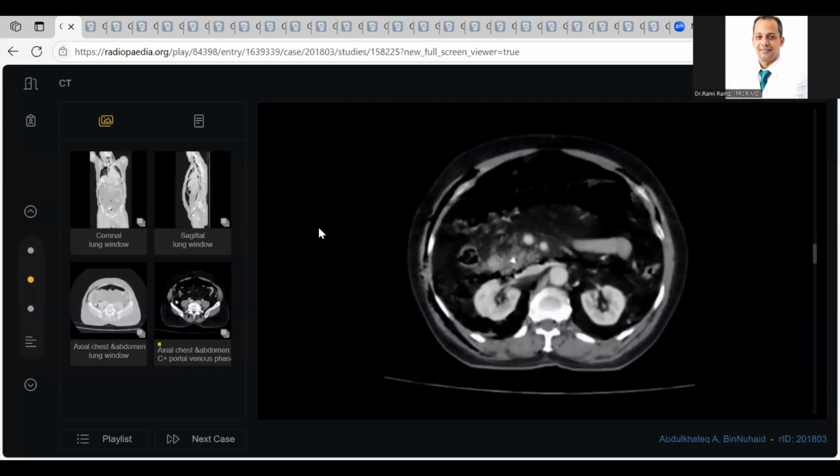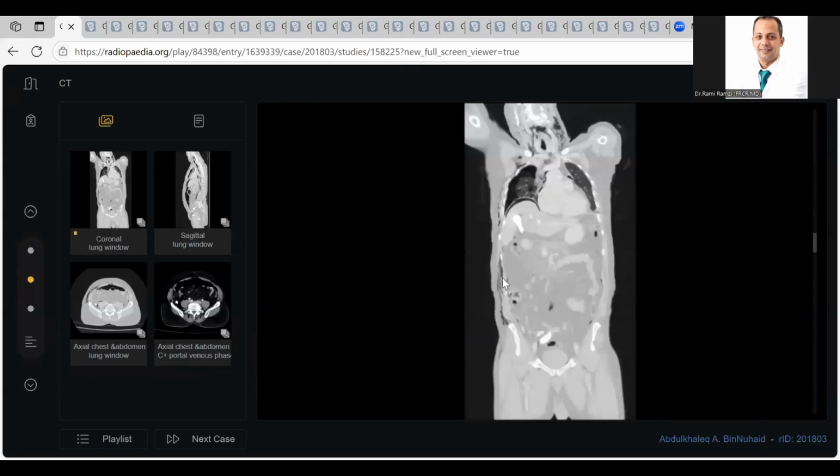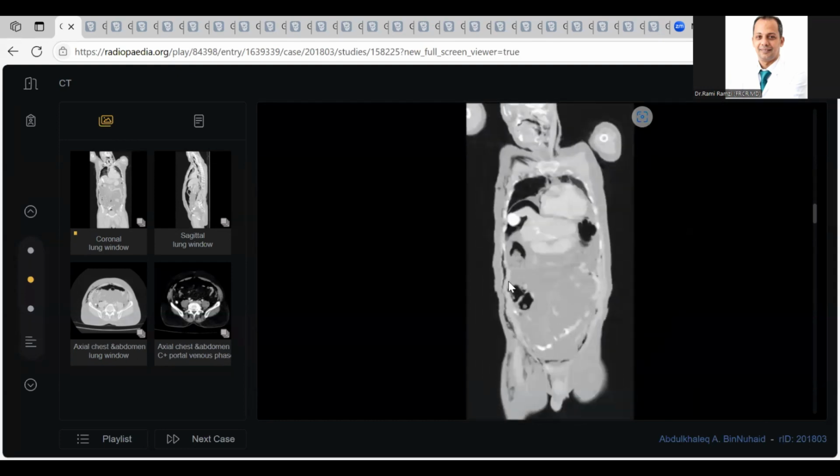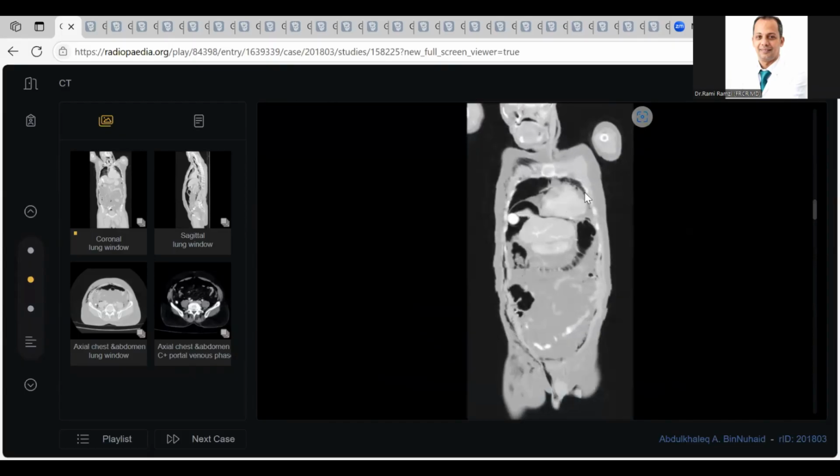You did very well. Take some home messages. You didn't ask for lung window. In every case you suspect or see some pneumoperitoneum, you should ask the examiner. He will change to lung window. If you change to lung window, you will find another disaster here.